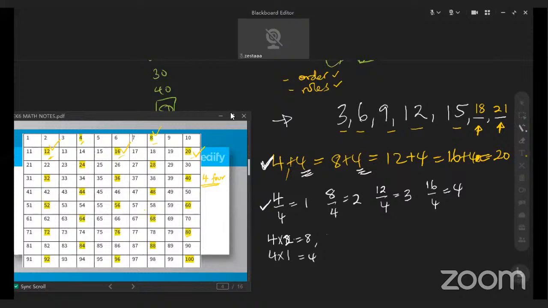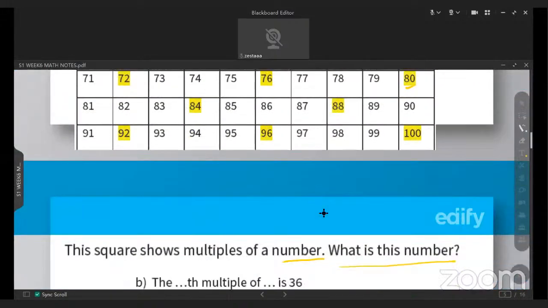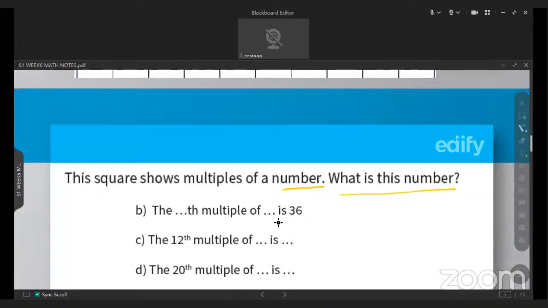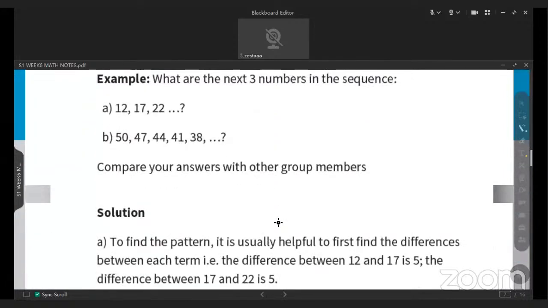Okay, good. So we now have that 4. From there, we can now complete the other things. The 12th multiple, the 20th, we can now see from that table there. Now, as I said, you can easily tell the next numbers in the sequence because of the previous numbers that you have. Now we need to generate whatever we need to do.